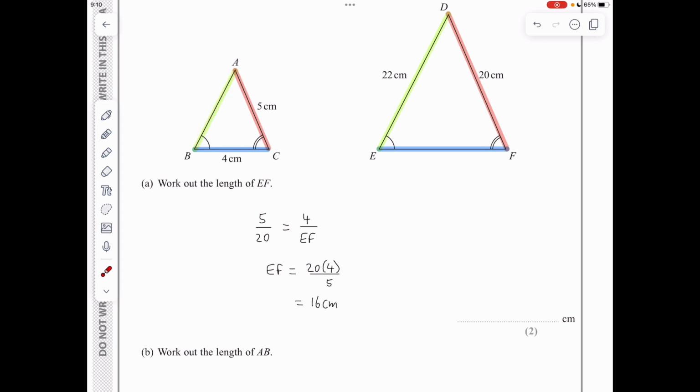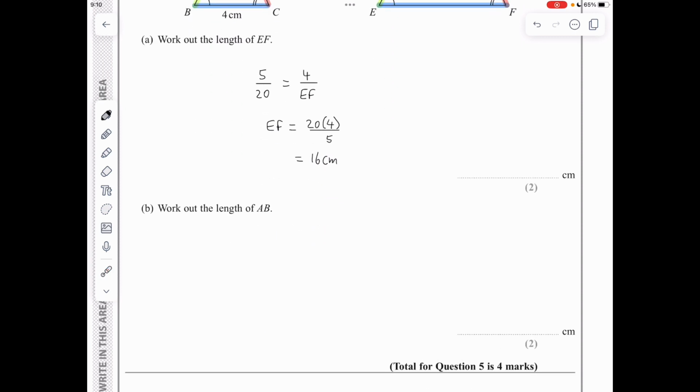So this time I will say that 5 over 20 is equal to AB over 22. So to find AB, I'll be doing 5 times 22 over 20, and this turns out to be 5.5 centimeters.